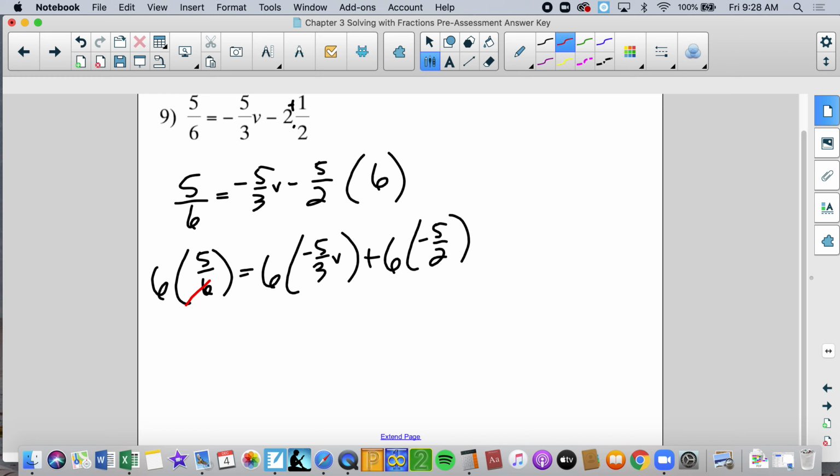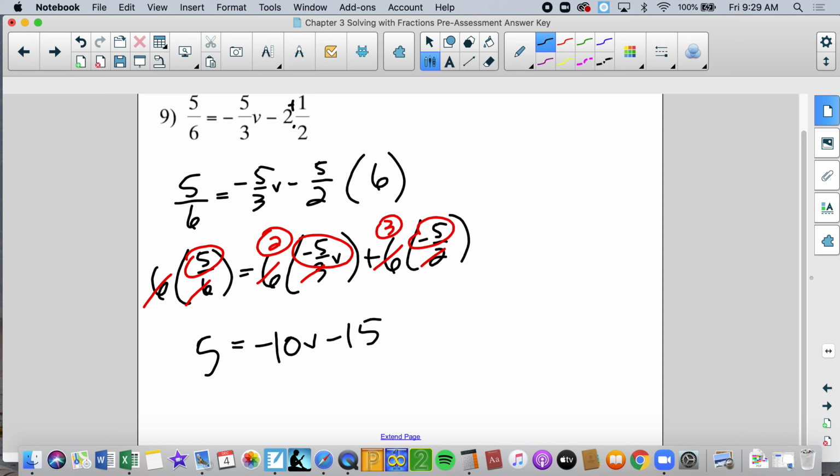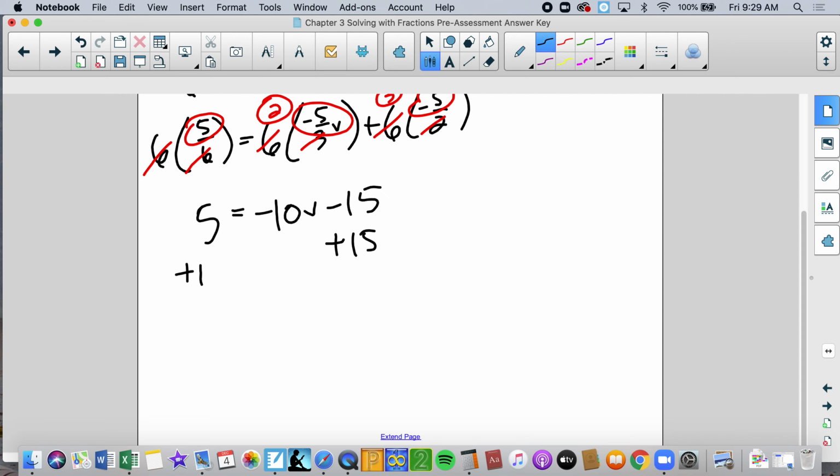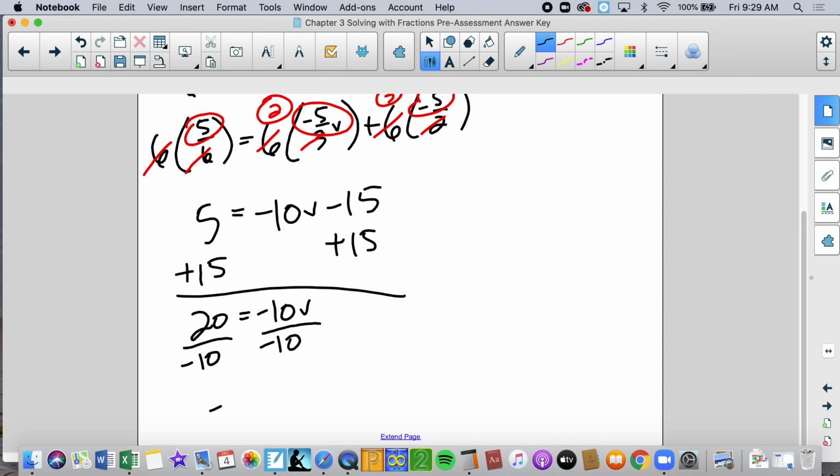Let's cancel 6. You're left with 5 equals, the 3 in the denominator cancels with 6 in the numerator, and then you have 2 times negative 5v, which is negative 10v. The 2 in the denominator cancels with 2 in the numerator times negative 5 gives me negative 15. Now it's a two-step. Let's move the constant. You have 20 equals negative 10v, divide by negative 10, divide by negative 10, you get negative 2 equals v.